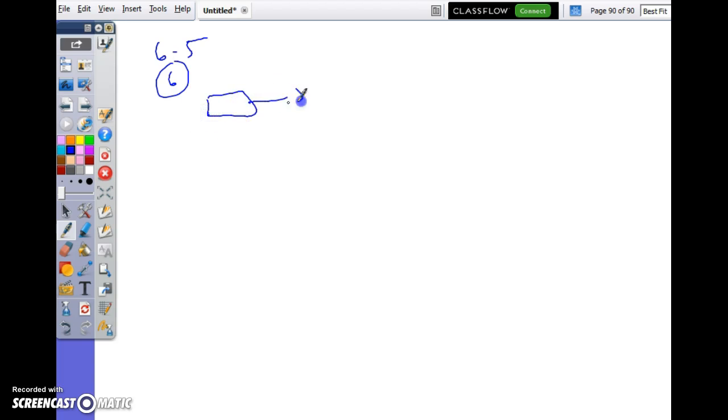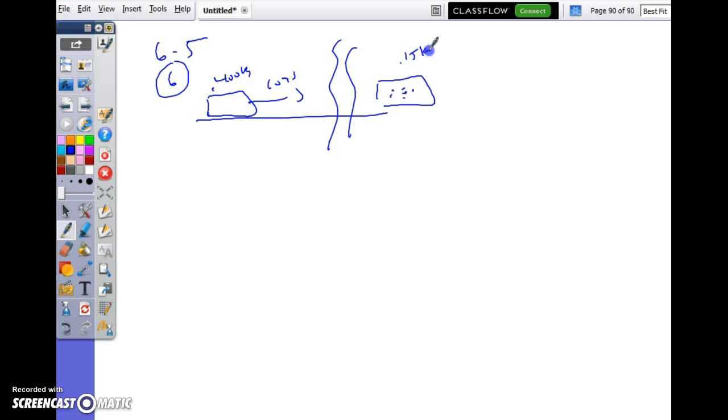Okay, I got a magnet. It slides across an icy surface, picking up iron filings as it goes. Initially, the mass is 0.400 kilograms, and it has a speed of 10 meters per second. What's its speed after it picks up 0.15 kilograms of iron filings? What's its new speed? Wait, why would it have a new speed?